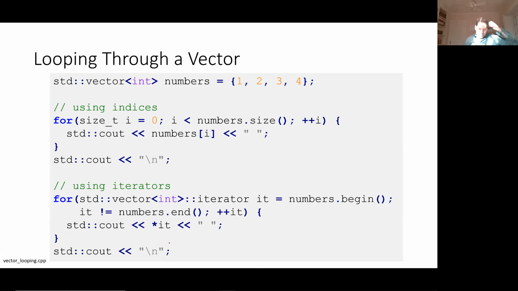Okay, so how will we use this to loop through a vector? You've already learned one way to loop through a vector. Here's my vector. I've set it equal to 4 numbers, same thing as before. And you learned this last week.